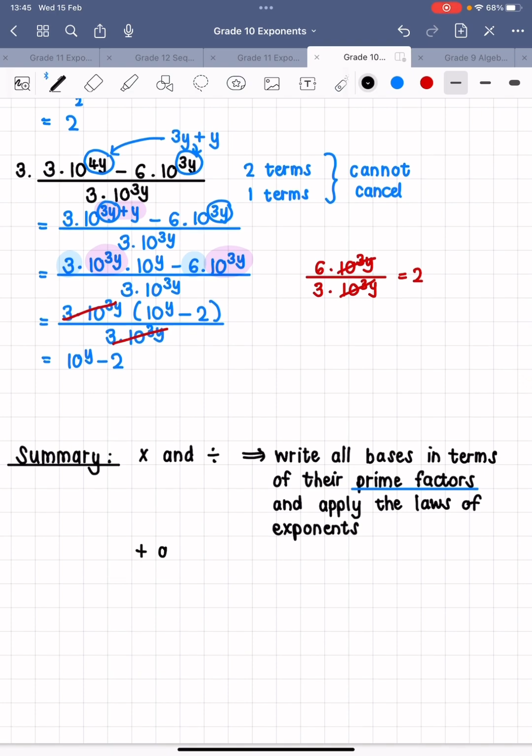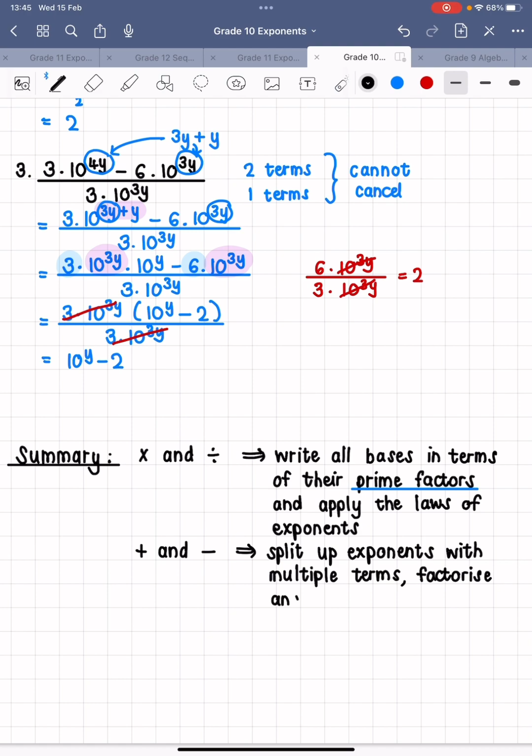When you are adding and subtracting, then you are going to break up or split up exponents with multiple terms, then you are going to factorize, and then you are going to cancel out and simplify what is left.